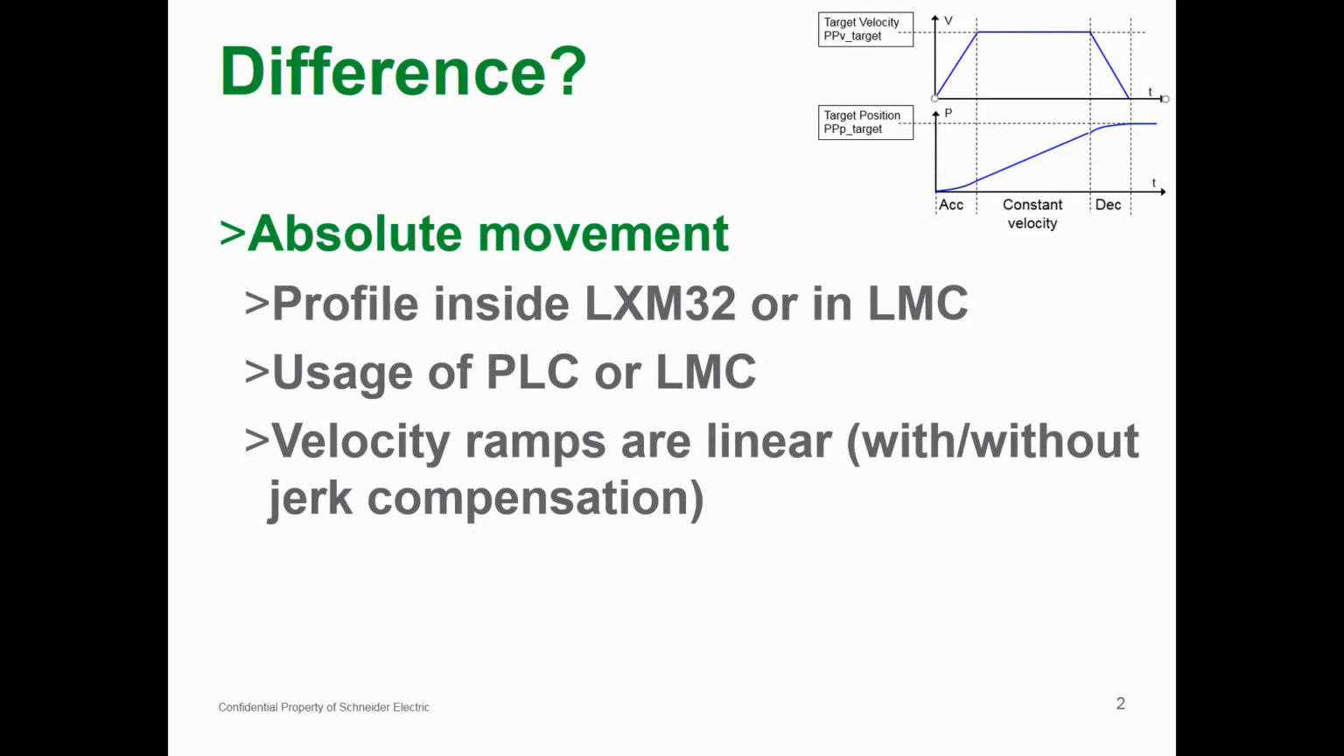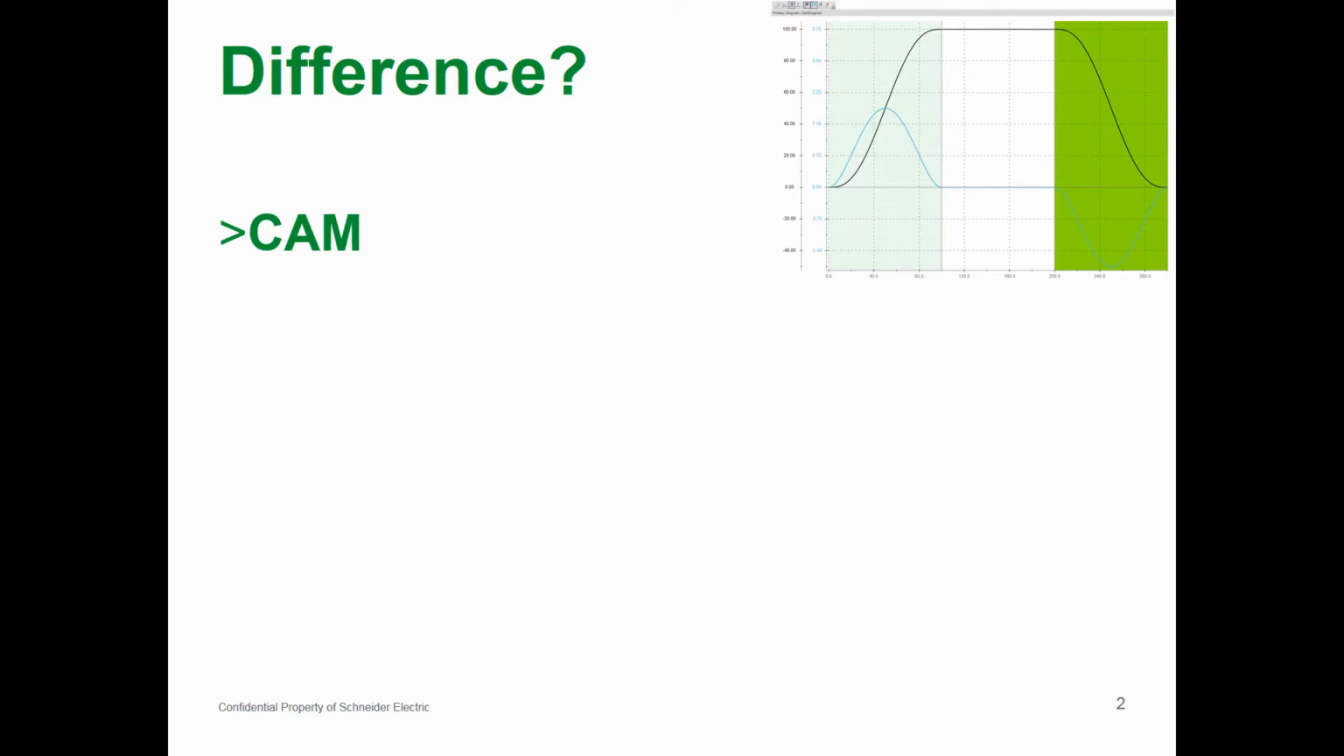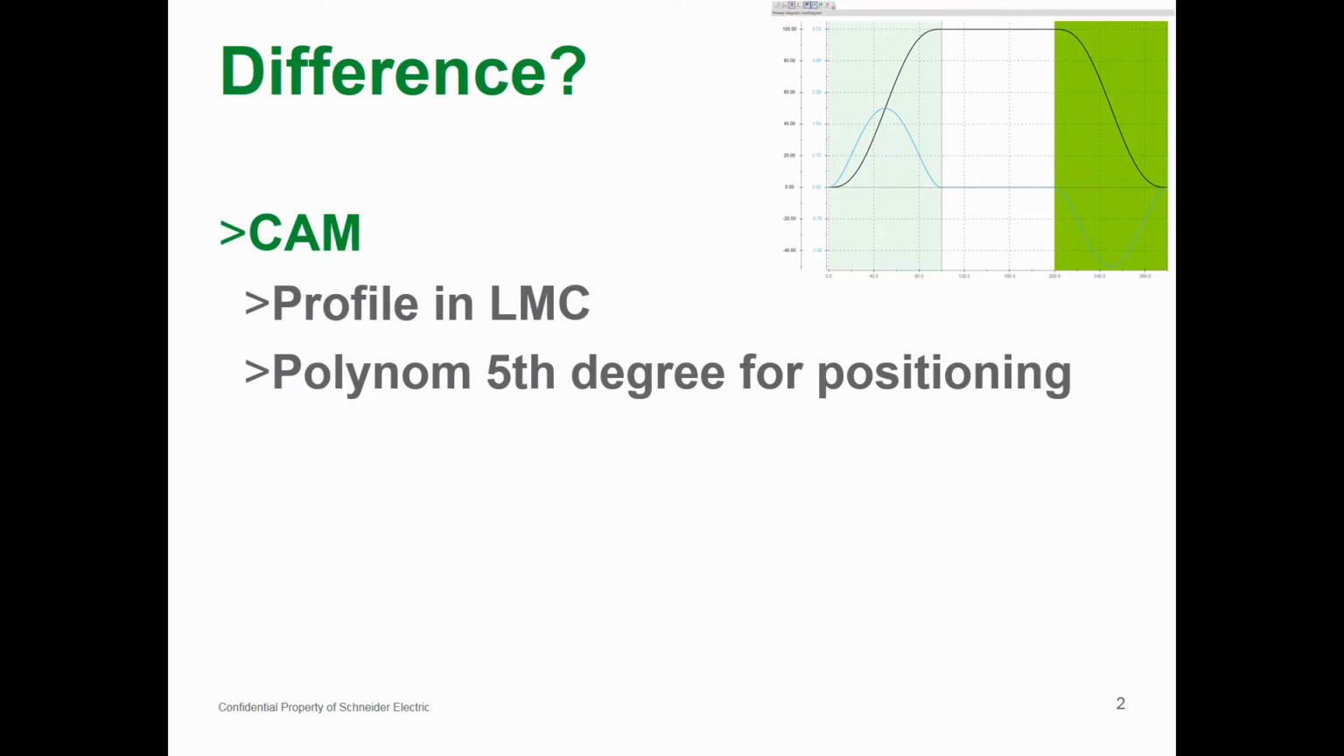That's it regarding absolute movement and the basic knowledge of this kind of absolute positioning or general positioning. So if we compare it to a cam profile, as you can see in the picture how it looks, this can only be generated by a motion controller. So the motion controller generates the complete positioning profile, and for that it is using a polynomial of fifth degree. So if you check the velocity, you will see that it's not linear and that it's some kind of a curve.